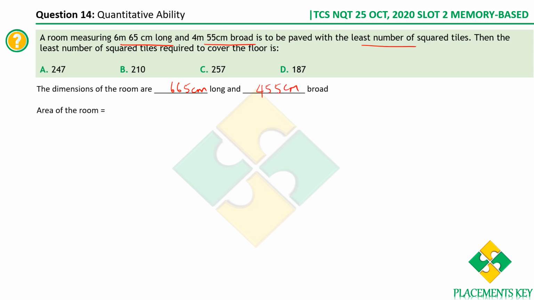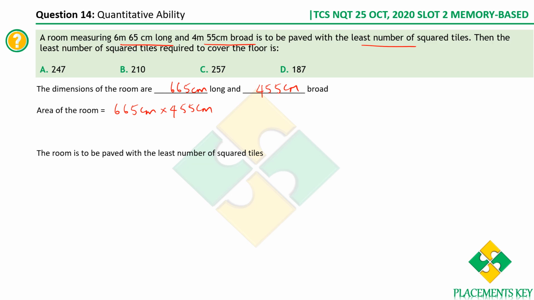Okay. Now what is the area of the room? You know, it's a rectangle, right? So what is the area of the room? It is length into breadth, 665 centimeters into 455 centimeters. I'm not computing the value as such. Now the room is to be paved with the least number of square tiles. Least number of square tiles.